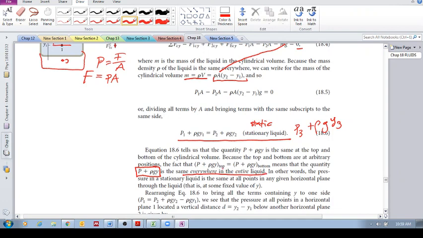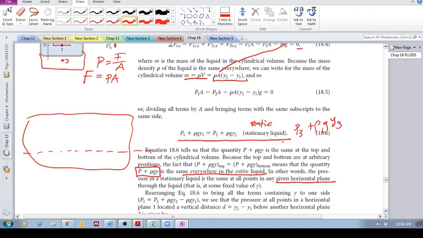And then a very, very important thing we need to see is that if you consider any horizontal plane through the liquid, any point along this horizontal plane, the pressure there is the same as the pressure there, is the same as the pressure there. The pressure in a stationary liquid is the same at all points in any given horizontal plane through the liquid. Okay, guys? Important point. Please absorb that.